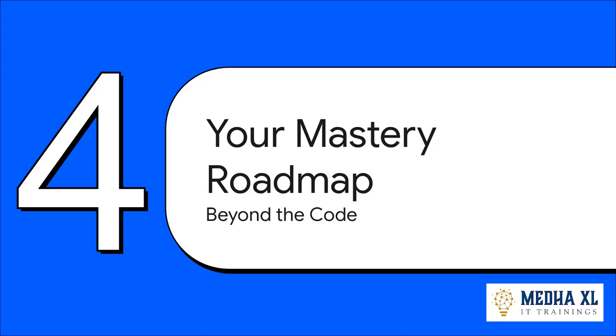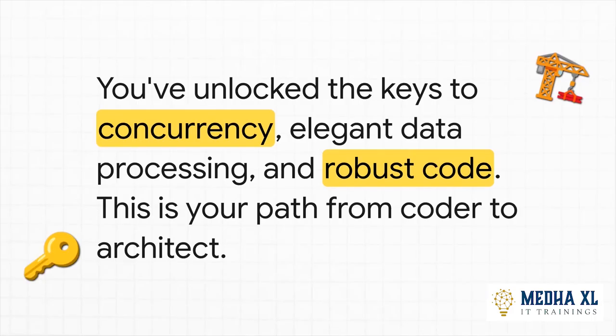Okay, we've covered some seriously powerful concepts. Let's pull it all together now and talk about what this means for you in our final section, your mastery roadmap. Here's the big takeaway. You now have the keys to unlock that next level of Java development. You get the ideas behind handling concurrency, processing data elegantly with streams, and using modern APIs to write tough, reliable code. This isn't just about writing code anymore. This is the path to becoming a software architect.